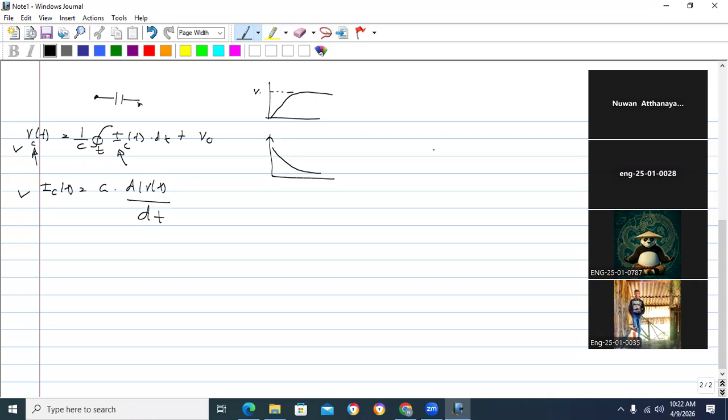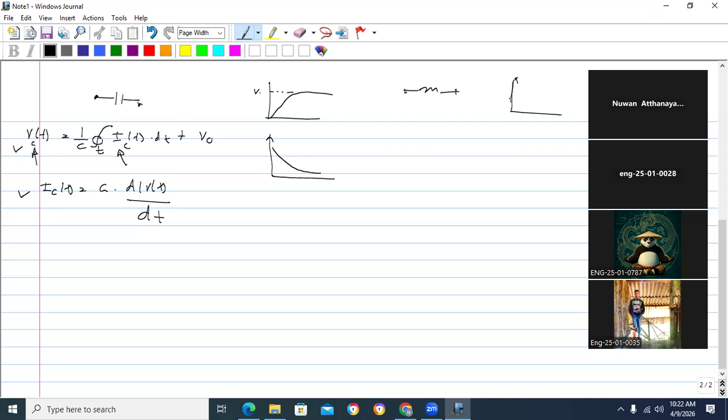And if you consider the inductor, it is vice versa. The voltage curve is like this.